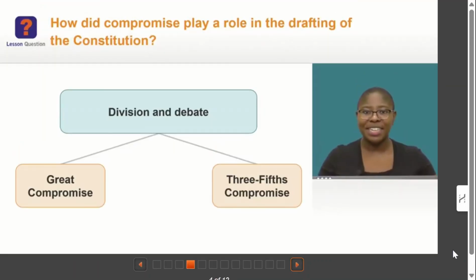In the first part of this lesson, you looked at the most prominent divisions and debates facing the Constitutional Convention. Next, we will look at how one of these important issues was resolved through what many people call the Great Compromise. This will help you better answer the lesson question. How did compromise play a role in the drafting of the Constitution?